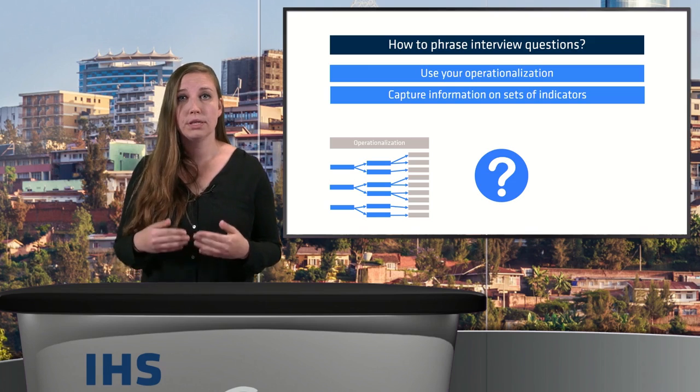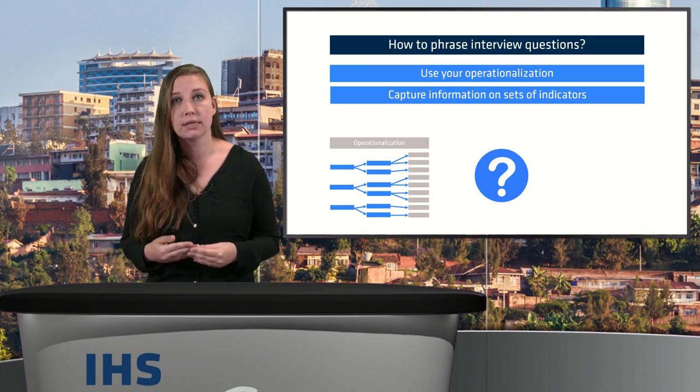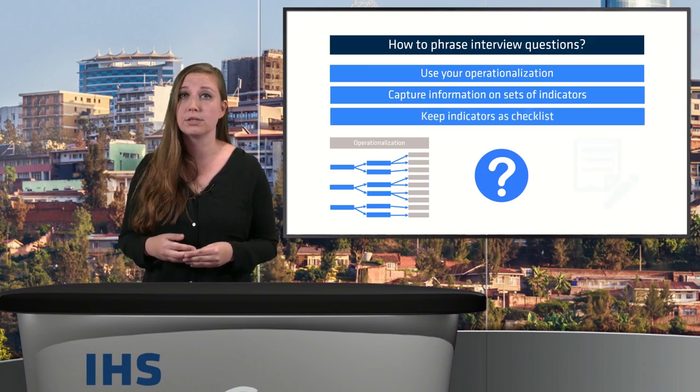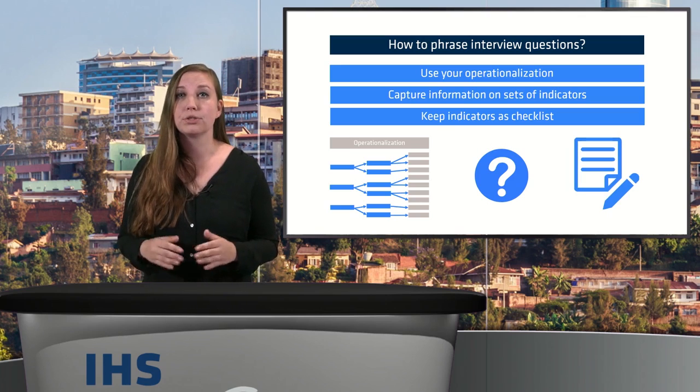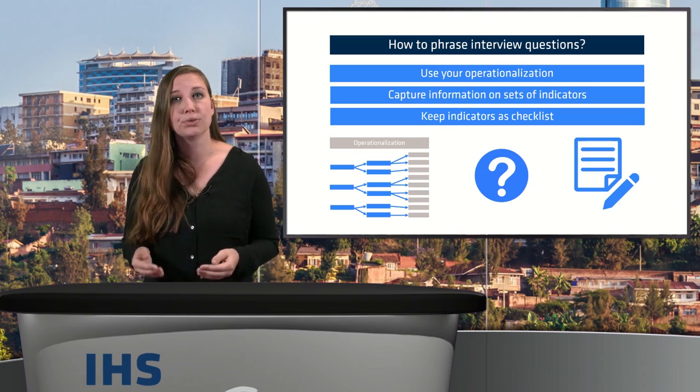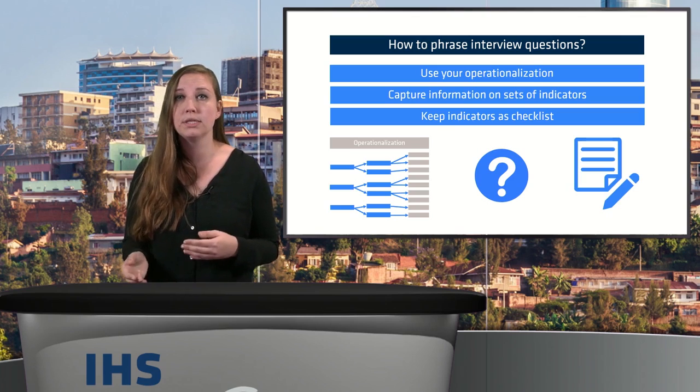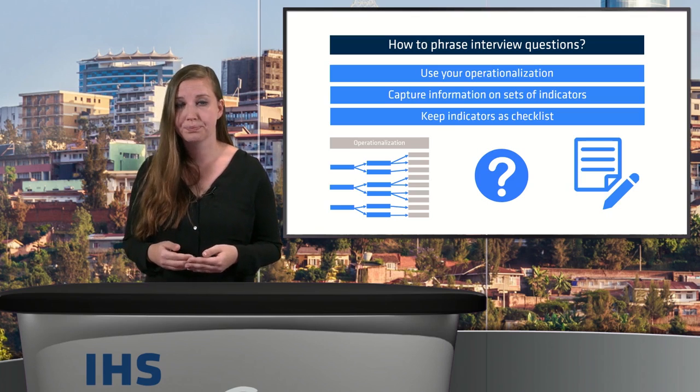A helpful tool during the interview may be to keep a checklist of the indicators, like Dorcas mentioned before. This way you can make sure all the indicators are touched upon, and you can ask additional questions about those that interviewees do not mention themselves.